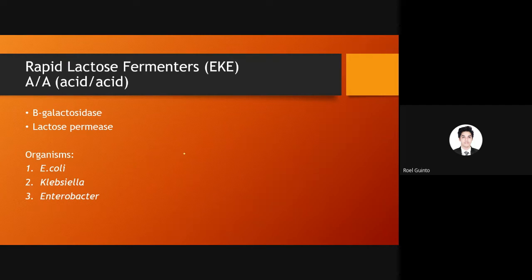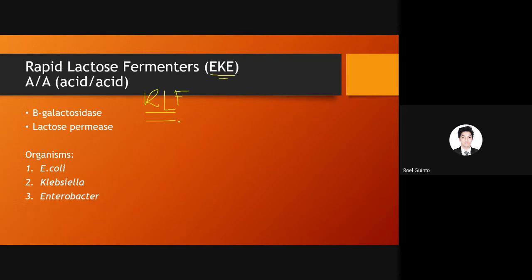So we need to discuss the rapid lactose fermenter microorganisms. So we have the EKE. Remember guys, rapid lactose fermenters, EKE. When we read RLF, that is rapid lactose fermenters. When we say RLF, these are the microorganisms that ferment lactose quickly.